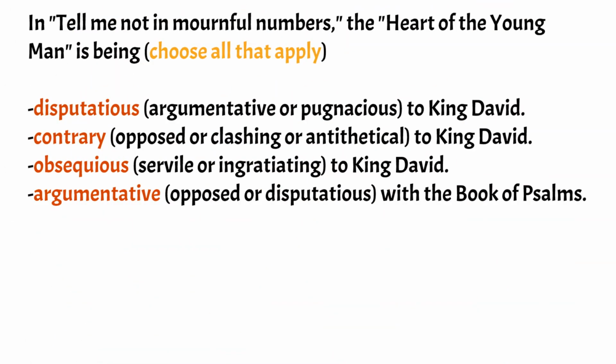In Tell Me Not in Mournful Numbers, the heart of the young man is being, choose all that apply: disputatious, argumentative or pugnacious, to King David; contrary, opposed or clashing or antithetical, to King David; obsequious, servile or ingratiating, to King David; argumentative, opposed or disputatious, with the Book of Psalms.